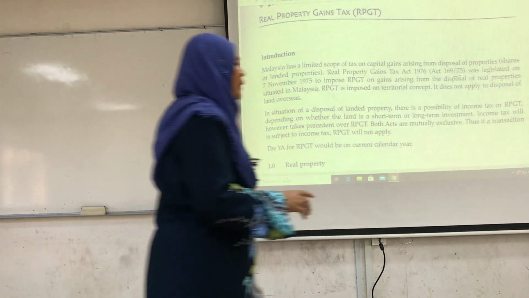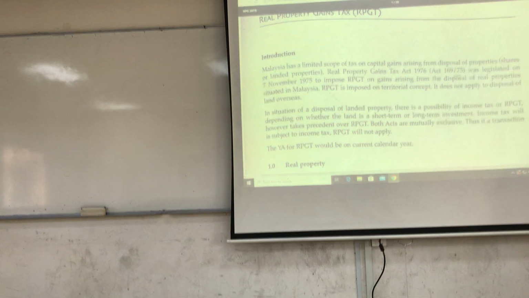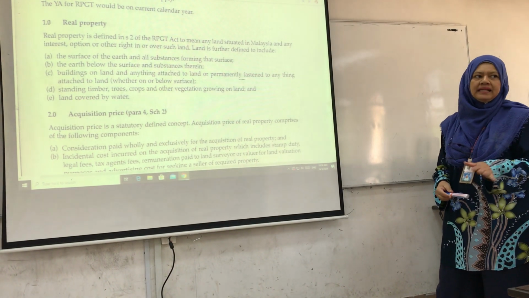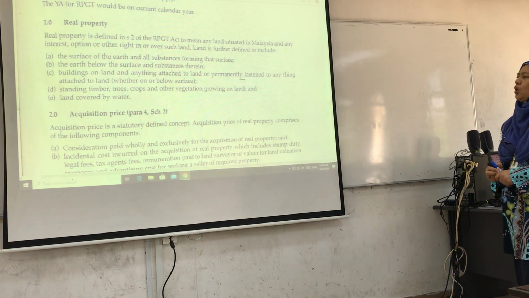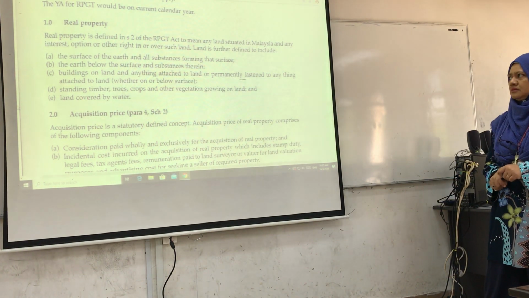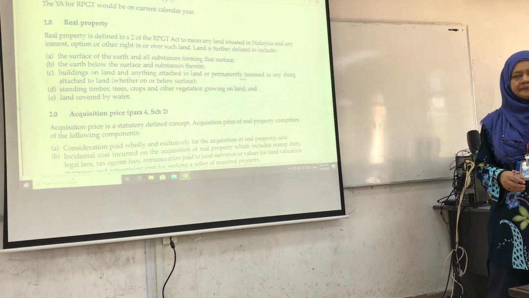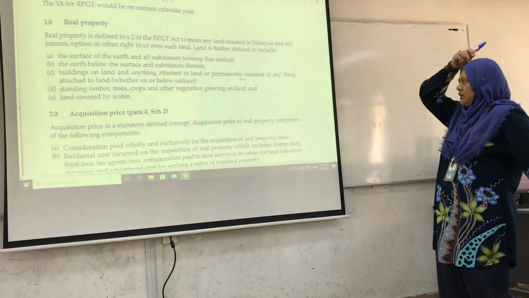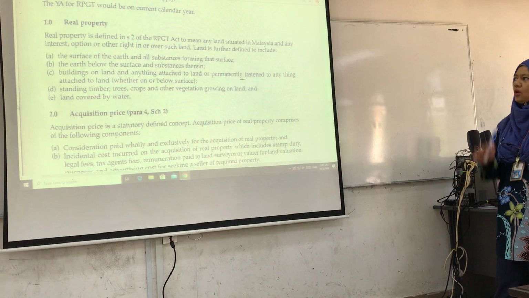On the real property, what do you mean by real property? Right, so real property here is defined in section 2 of the RPGT Act to mean any land situated in Malaysia, and any interest, option, or other right in or over such land. Land is further defined to include the surface of the earth and all substance forming that surface, the earth below the surface, buildings on land, so it means that your buildings are also subject to RPGT. And anything attached to land or permanently fastened to anything attached to land, whether on or below the surface, standing timber, trees, shrubs, and other vegetation growing on land, and land covered by water. Right, so all these are real property.